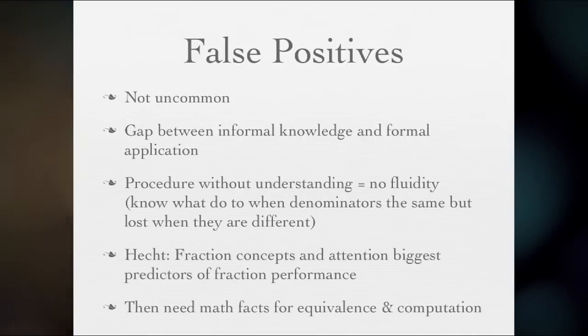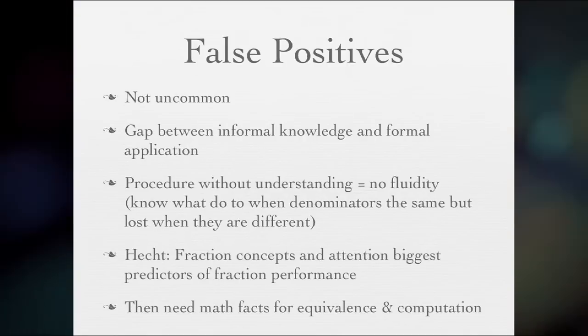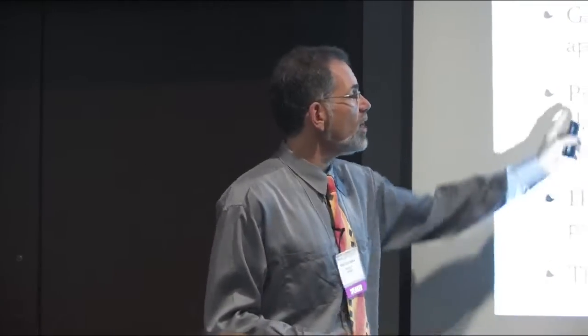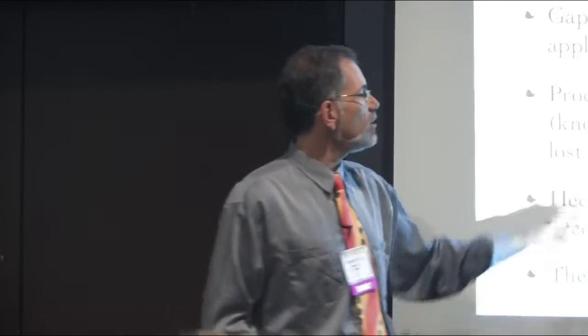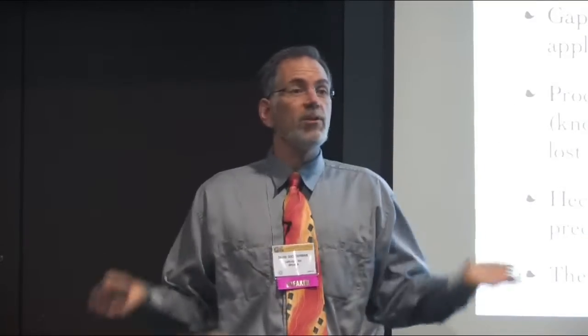And typically that's because they're not fluid. They know what to do when the denominators are the same. They may be fluent with adding fractions of the same denominator. They can whip through it like this. Pat was fine. I know how to do that. I have this procedure down. But they do not have the conceptual understanding to do it when the denominators aren't the same.